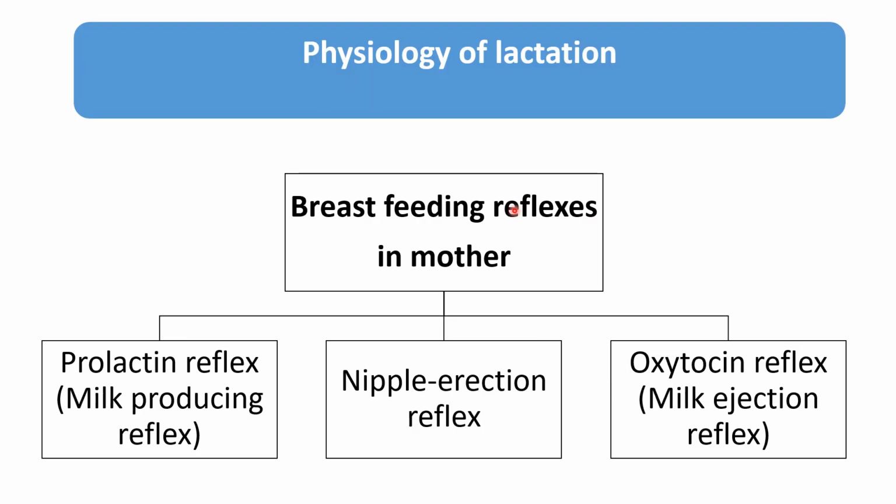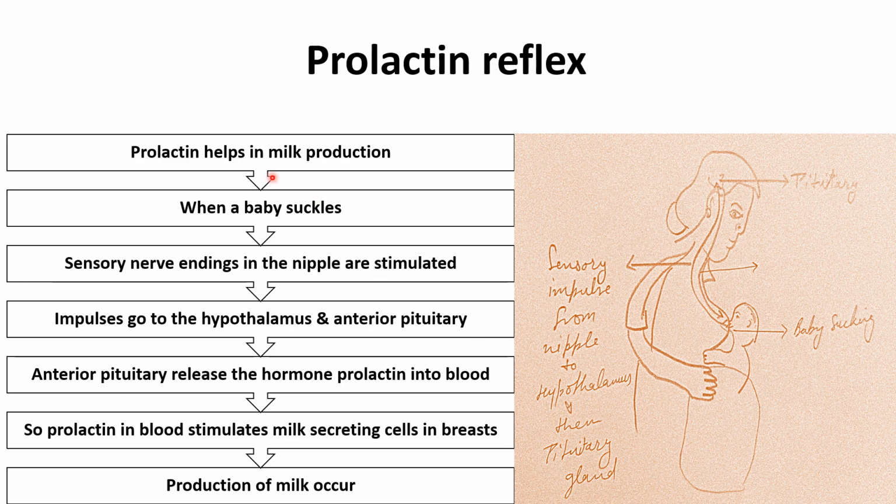What are the breastfeeding reflexes in the mother? The prolactin reflex, also known as the milk producing reflex, and the oxytocin reflex, also known as the milk ejection reflex. Prolactin helps in milk production. Whenever the baby suckles, sensory nerve endings in the nipple are stimulated and the impulse goes to the hypothalamus and the anterior pituitary. Then the anterior pituitary secretes prolactin into the blood, and prolactin in the blood stimulates the milk secreting cells and production of milk occurs.